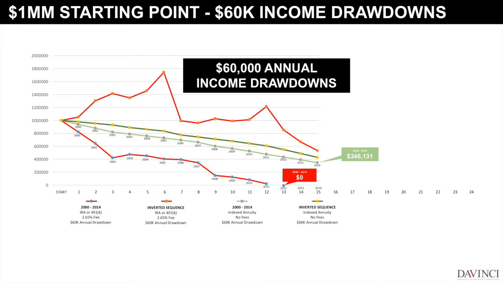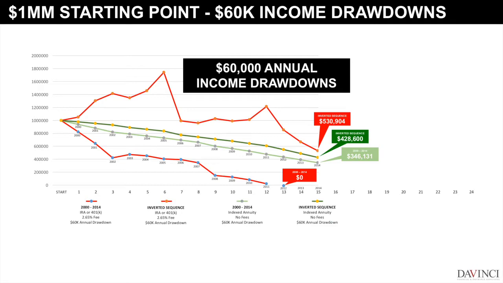Now, if we invert the sequence of those returns and we start off with the market being up instead of the market being down, here's what happens in the indexed annuity. The indexed annuity, $60,000 of income, also lasts 15 years, and it ends up with an account balance of over $428,000. And in that same sequence of inverted returns, the traditional retirement account, $60,000 annual income, lasts for 15 years too, and it ends with an account balance of over $530,000.